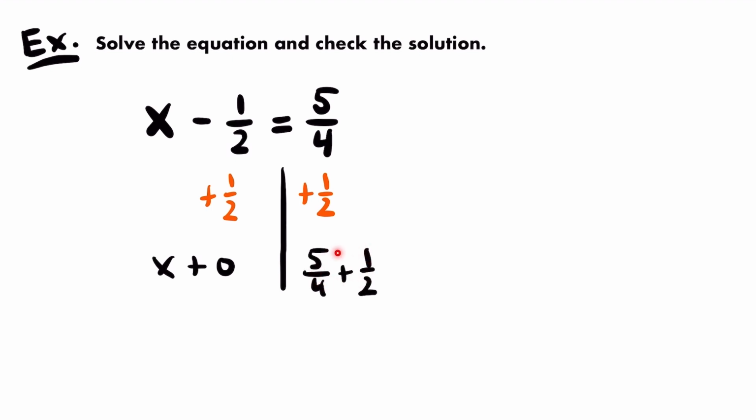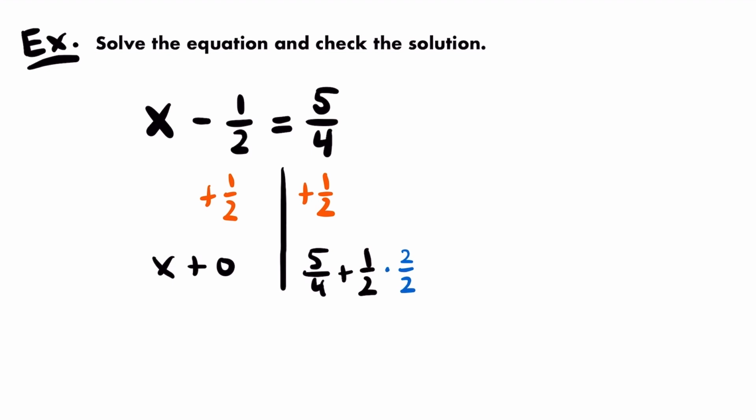And in order to actually add those fractions, we do need to get a common denominator. In this case, we can get a common denominator of 4 because 2 times 2 is 4. So what I'll do here is multiply 1/2 by a form of 1, 2 divided by 2, right? 2 divided by 2 is equal to 1. So multiplying by a form of 1 does not change the value of that fraction.